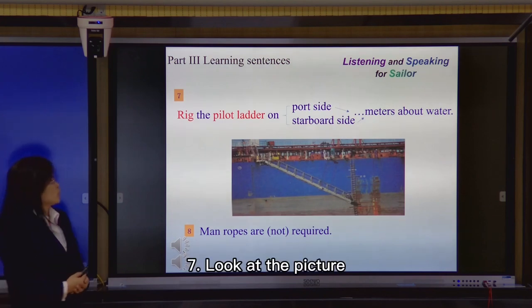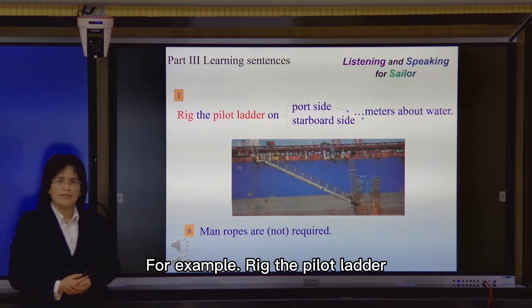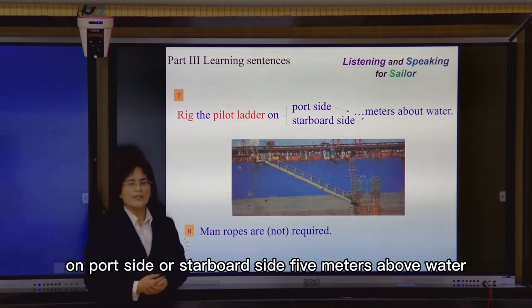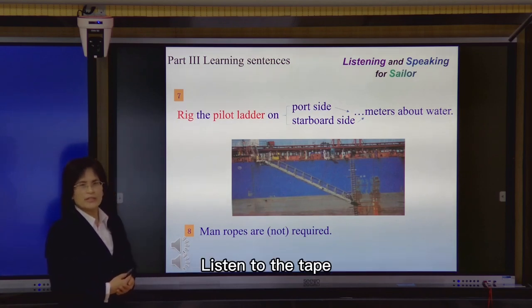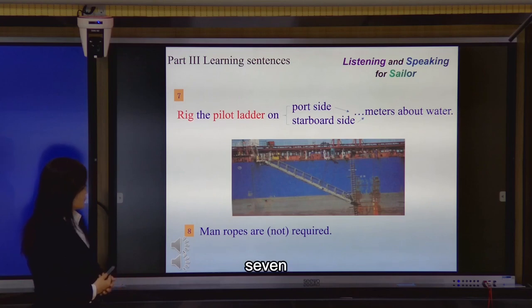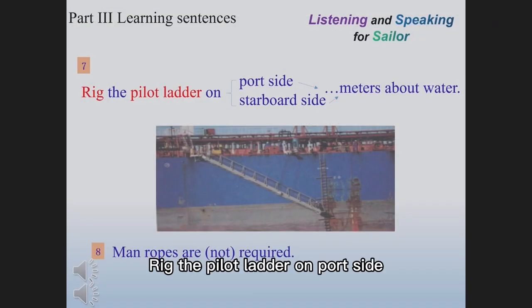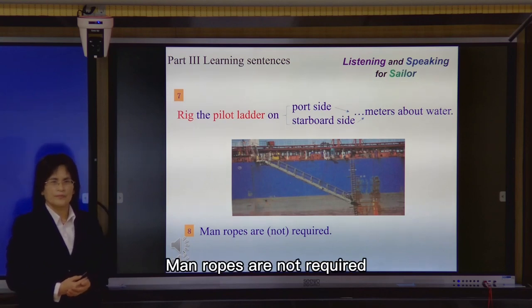Look at the picture. For example, rig the pilot ladder on port side or starboard side 5 meters above water. Listen to the tape, then repeat after it. 7. Rig the pilot ladder on port side, 5 meters above water. Rig the pilot ladder on starboard side, 5 meters above water. 8. Man ropes are not required.